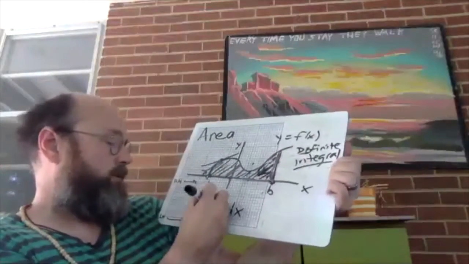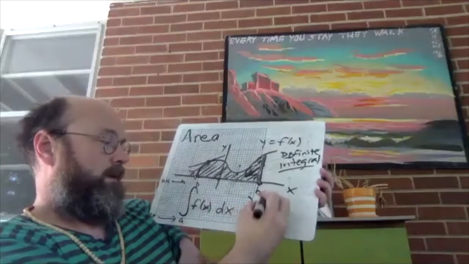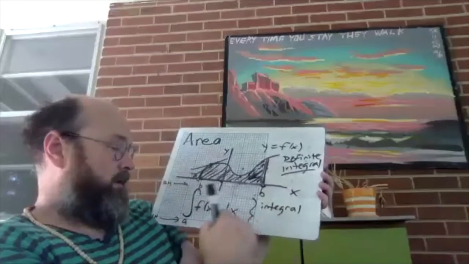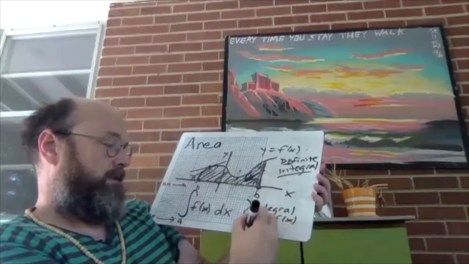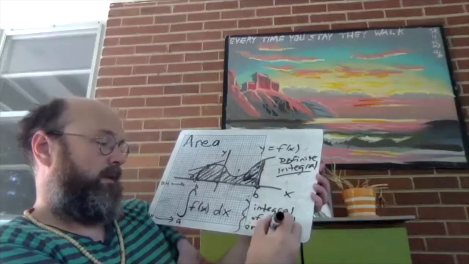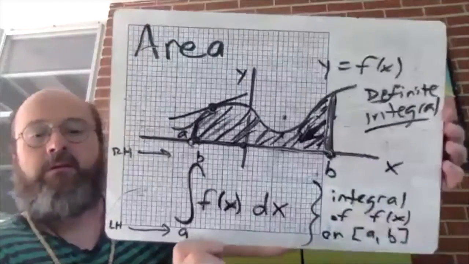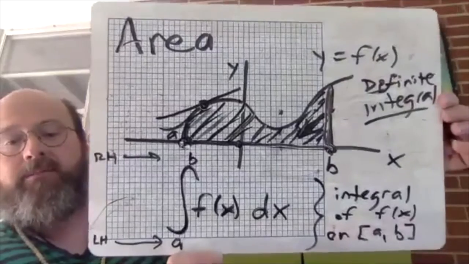What goes in the middle is your function. This is the integral. It's the definite integral of the function f of x on the interval a to b. That's how you write the area. You write it in these symbols.